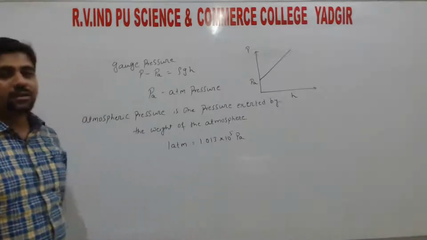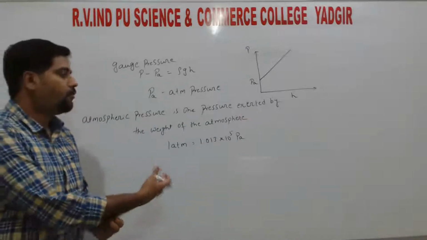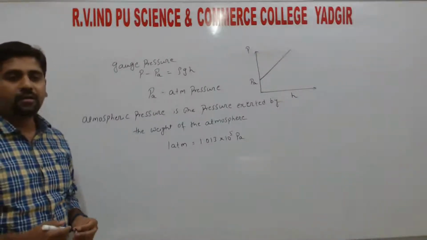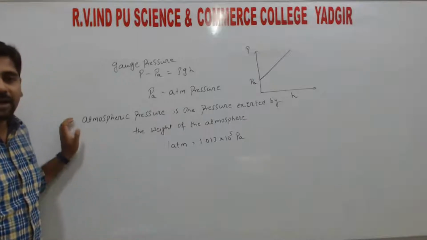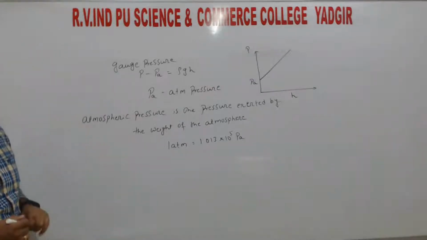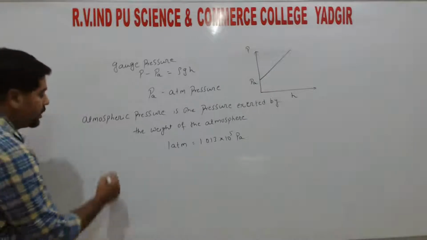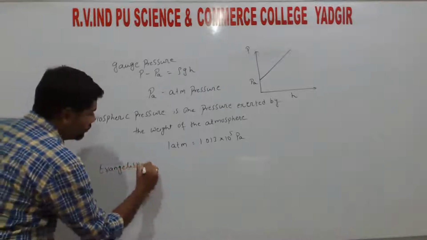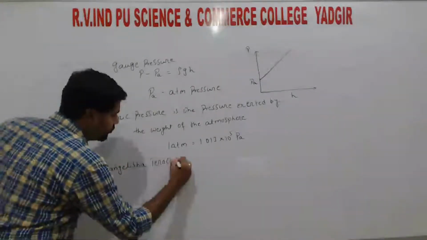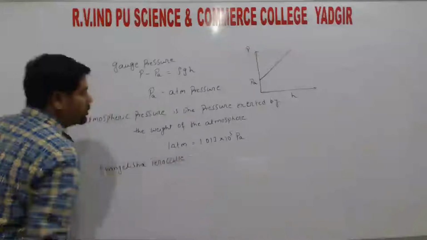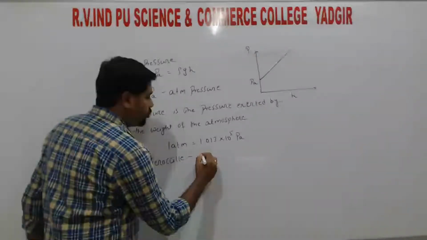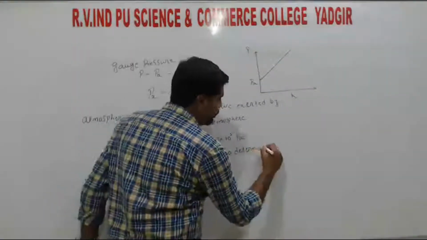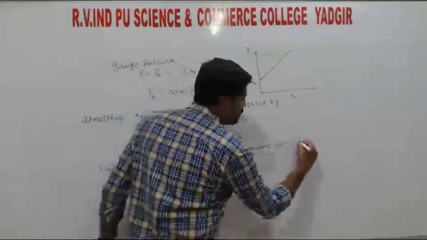This value was first derived through an experiment, right? That was conducted by the French scientist Evangelista Torricelli. He is a French scientist who first determined the atmospheric pressure.